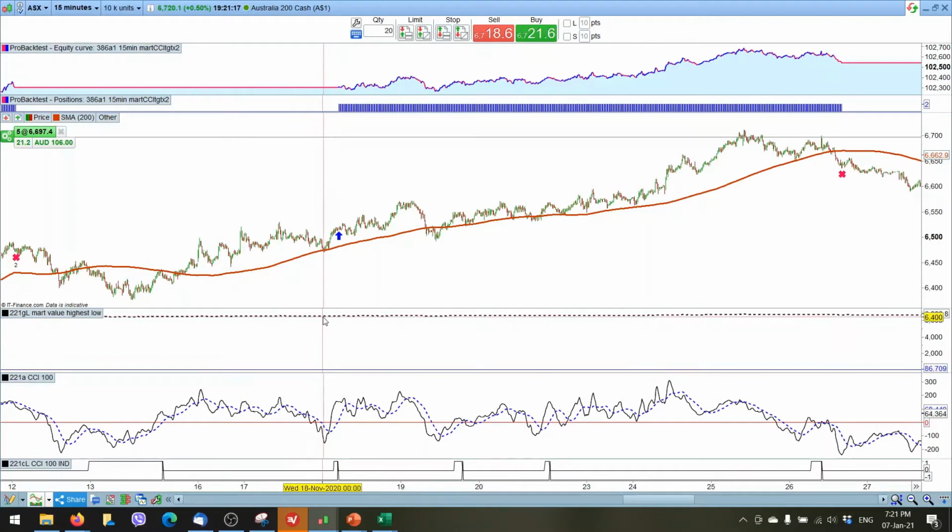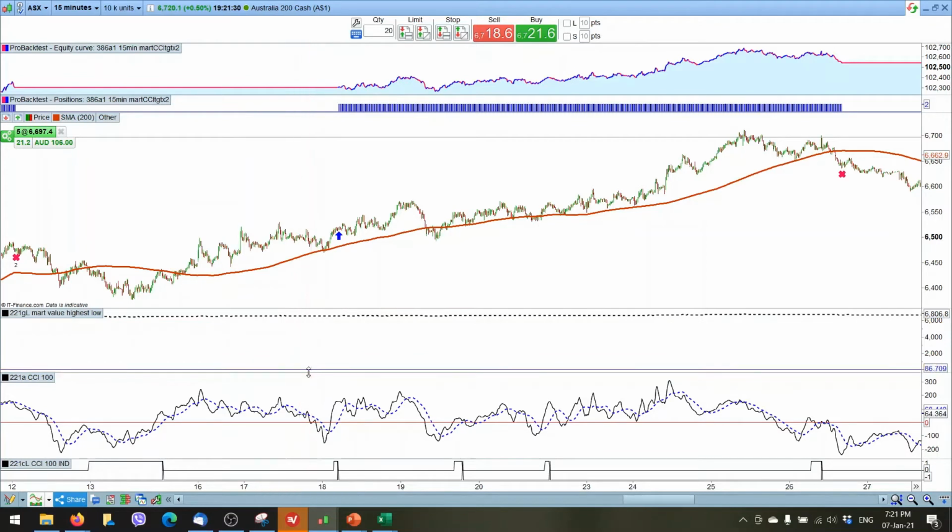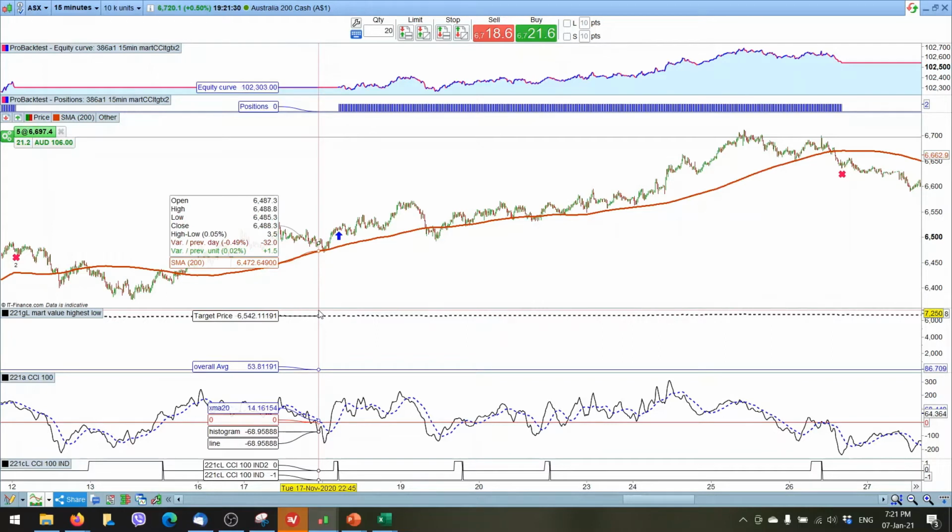Now what this dotted line does, it simply adds the bottom number, the overall average, to the close of the price in the chart. So it adds this value to the price up here, and that gives you a number, in this example, 6542. So if you look at the values there, the overall average, the blue line at the bottom, it says overall average 53.81191 is added to the close of the bar chart above. The close is 6488. So 6488 plus 53 gives you 6542, which is the dotted black line.